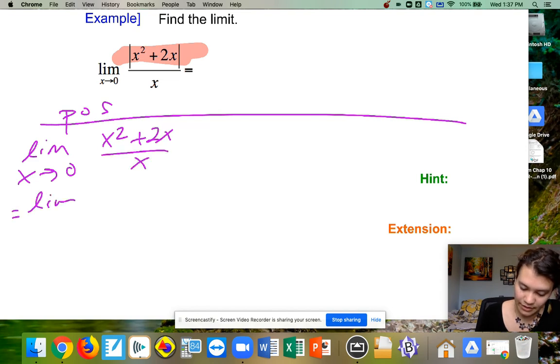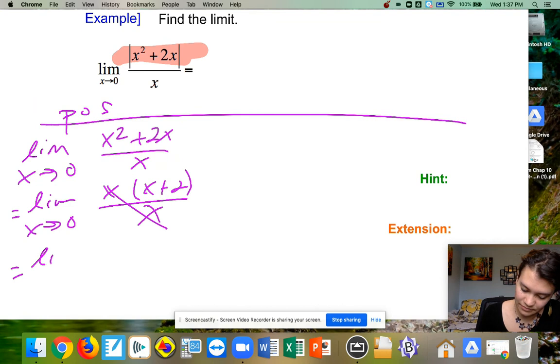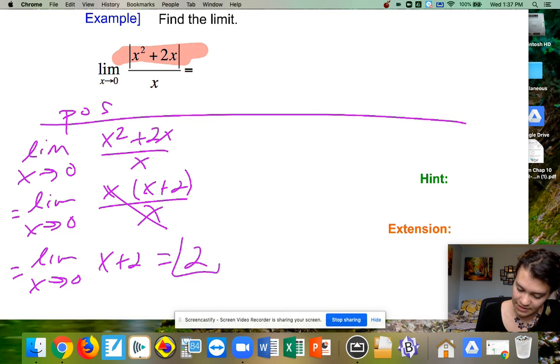Write your limit as x approaches 0 again. I'm going to factor out an x, so we get x plus 2 on the top and x on the bottom. Those will cancel. And then we'll get x plus 2 here, which then will give us a limit of 2.